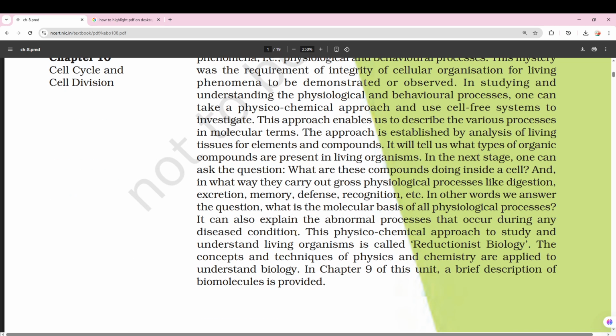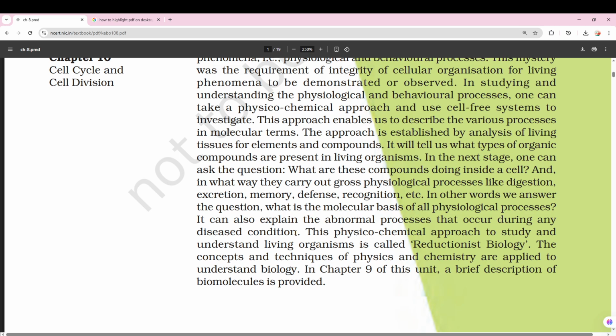This approach enables us to describe the various processes in molecular terms. The approach is established by analysis of living tissues for elements and compounds. It will tell us what types of organic compounds are present in living organisms.